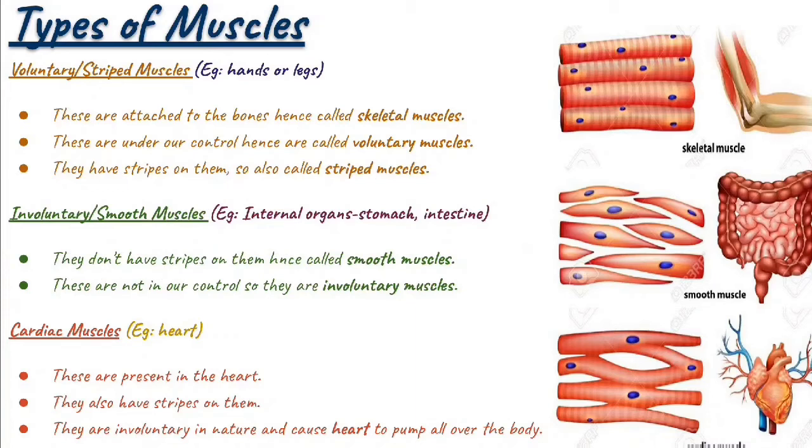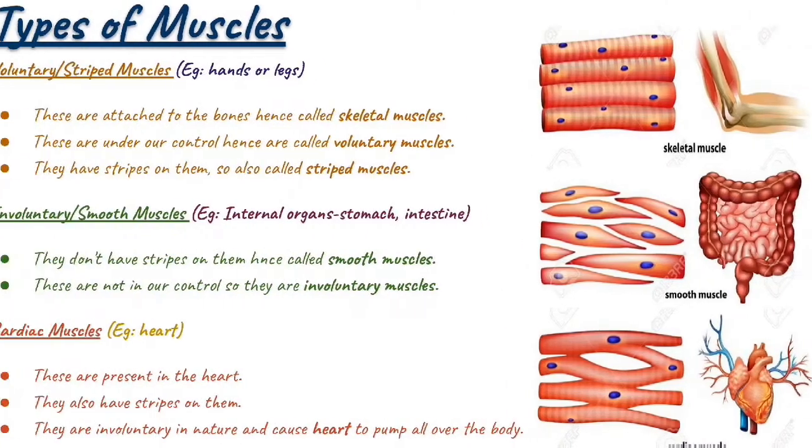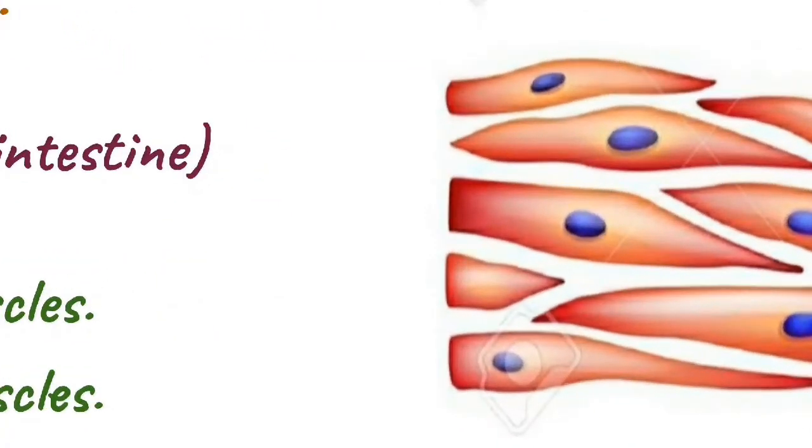They don't have any kind of strips, unlike what we had on voluntary muscles, so that's why we call them smooth muscles. You can see here as well that it doesn't have any strips on it. Okay, so that's why it is a smooth muscle.